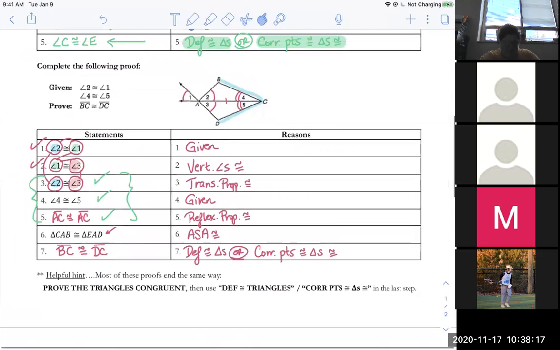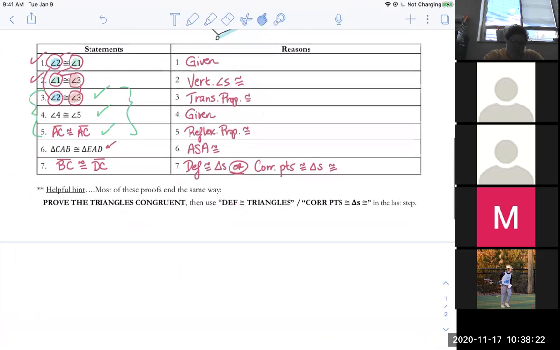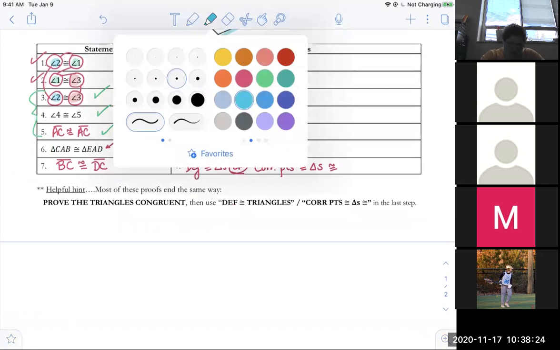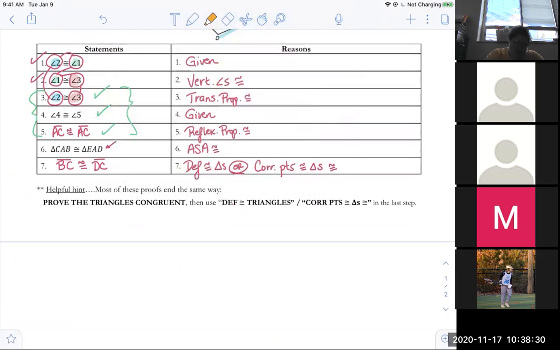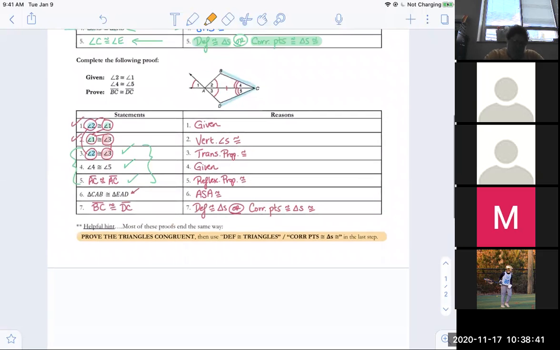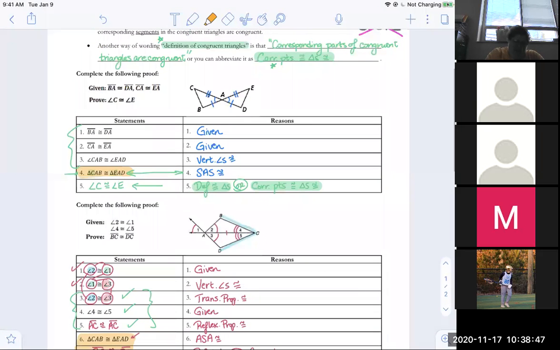Good. Okay, so this is what I said on those last two proofs. Just to make sure that that's sunk in: prove the triangles congruent, and then your last step is going to be definition of congruent triangles or corresponding parts of congruent triangles are congruent. So almost always the ending looks like triangles are congruent, and then a pair of angles or segments are congruent.